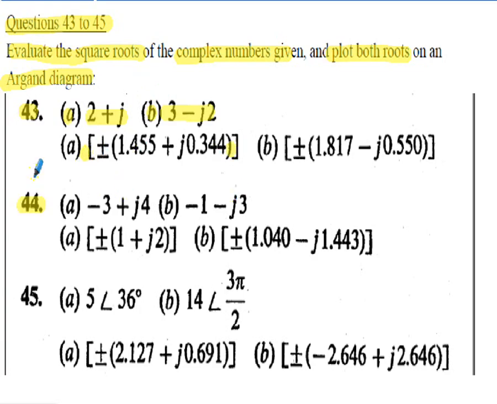Question 44, a very similar approach to that of question 43, and again the solution is in the square brackets. Question 45, part A, we're given a complex number in polar form, so we can immediately use DeMoivre's theorem here to find the roots in polar form and then convert them into Cartesian form. And then part B, again we're given another complex number in polar form, this time the angle's in radians, but again the same approach: we can use DeMoivre's theorem, find the roots in polar form and then convert to Cartesian form. Answers are in square brackets.